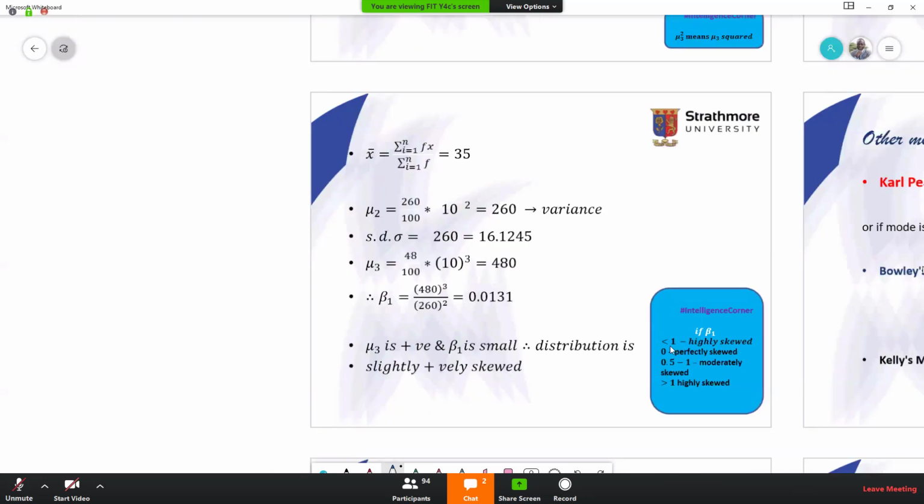So here is something in the intelligence corner. If you find a value that is less than 0.5, you say it is approximately symmetric. If you find a 0, that is a perfect symmetry. If we find the value to be between 0.5 and 1, I will say it is a moderate skew. We found 0.01. If you find a value greater than 1, we say it is a very highly skewed value. The sign is found by the third moment. The third moment here is 480, a positive number. So we say the data set is positively skewed.